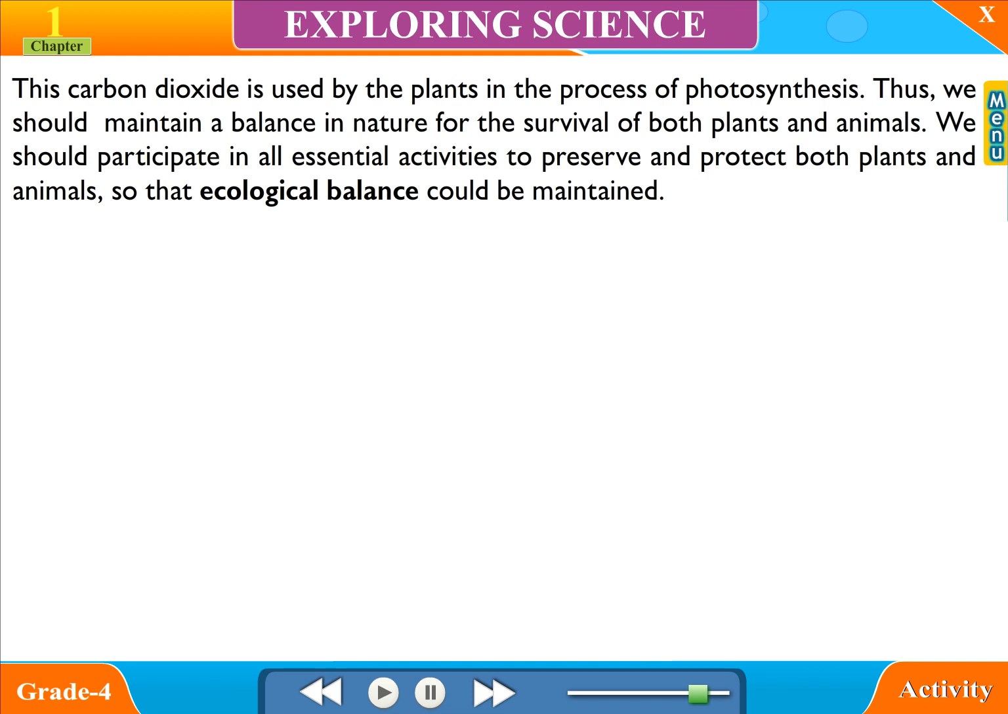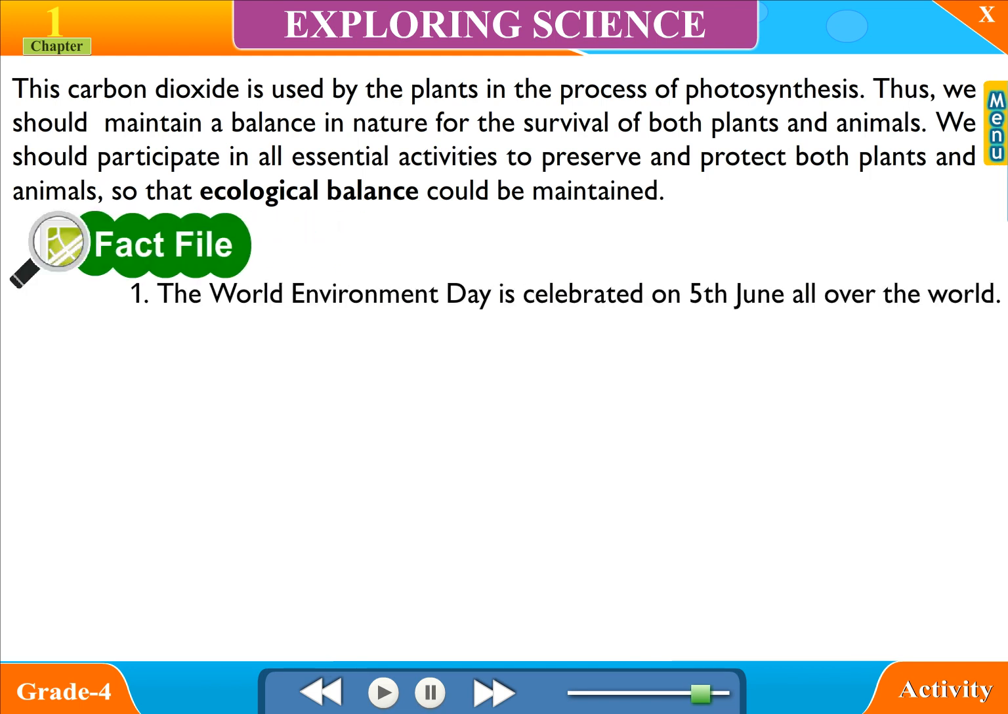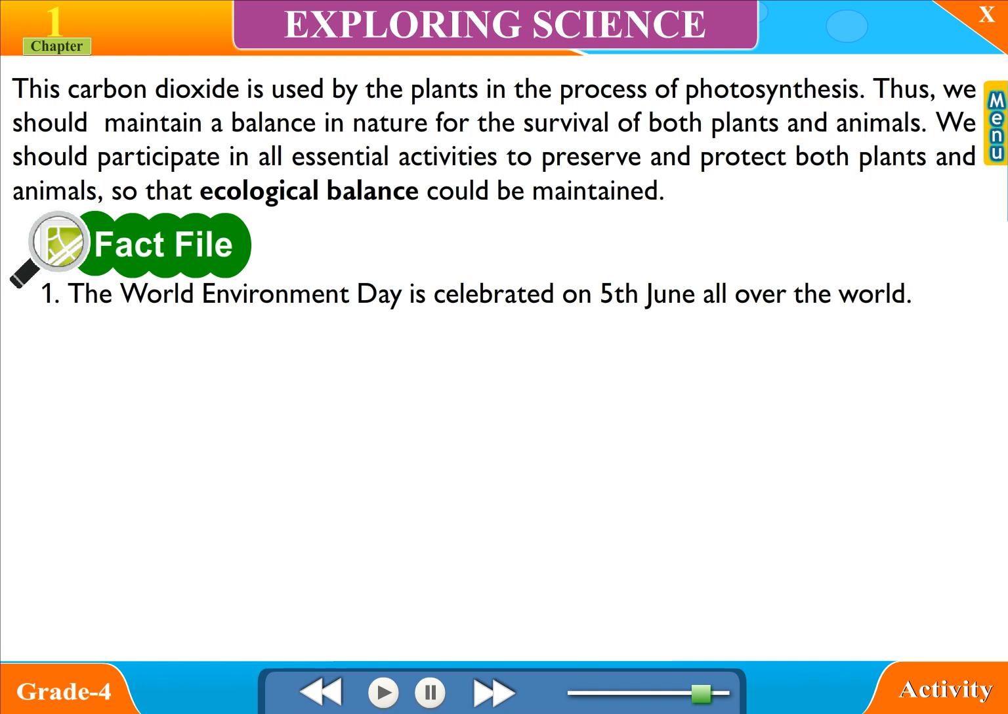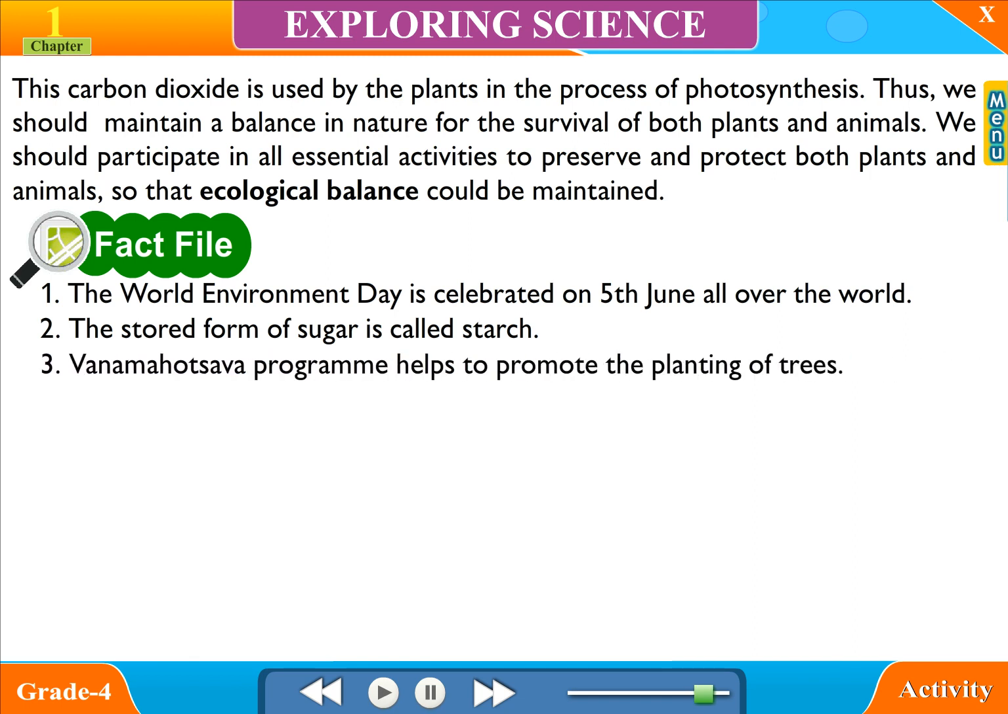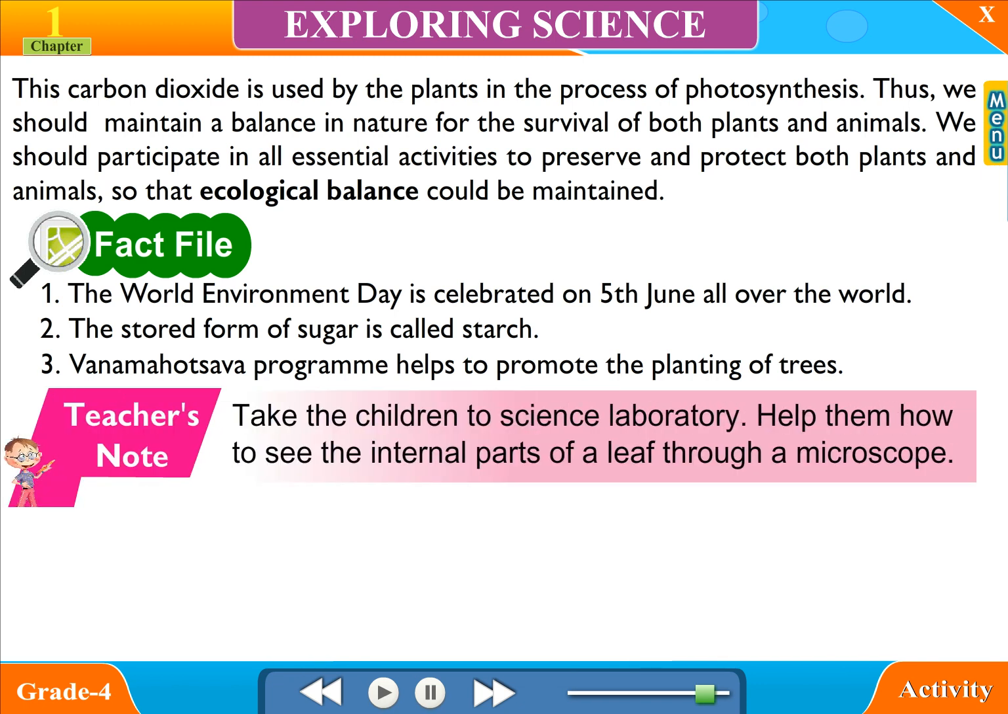We should participate in all essential activities to preserve and protect both plants and animals so that ecological balance could be maintained. Fact file. 1. The World Environment Day is celebrated on 5th June all over the world. 2. The stored form of sugar is called starch. 3. Van Mahotsav program helps to promote the planting of trees. Teacher's note: take the children to the science laboratory. Help them see the internal parts of a leaf through a microscope.